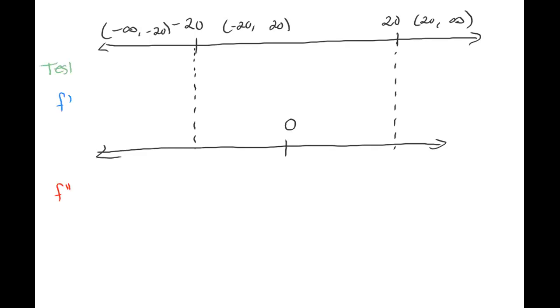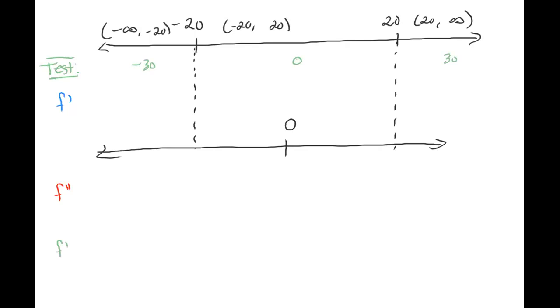Let's see, what kind of test could I do? I'm going to test the sign of f prime in this interval. Say maybe I'll choose negative 30. I'm going to test the sign of f prime in this interval from negative 20 to 20. Say maybe I'll choose 0. And I'm going to test the sign of f prime in the interval from 20 to infinity by maybe choosing 30.